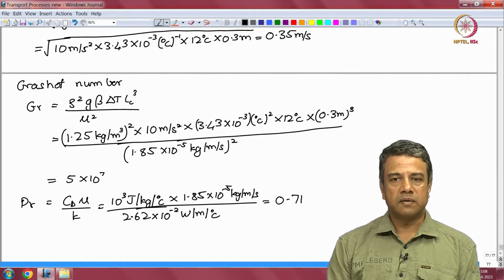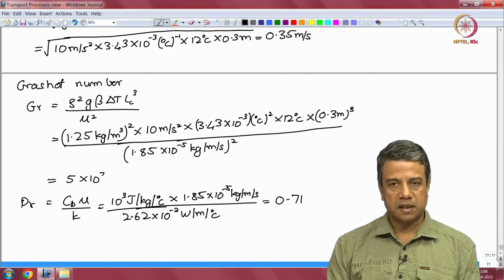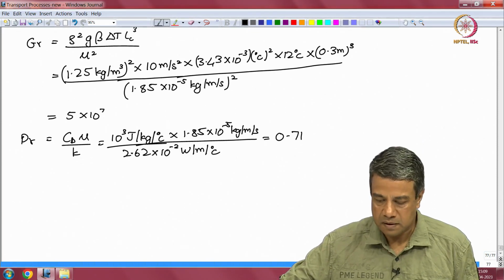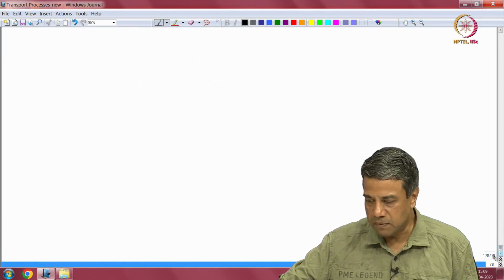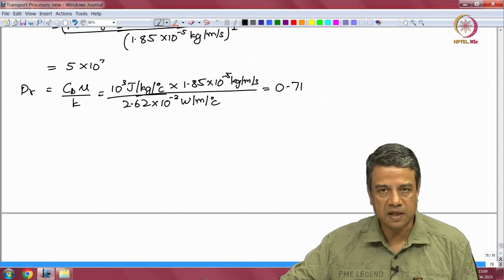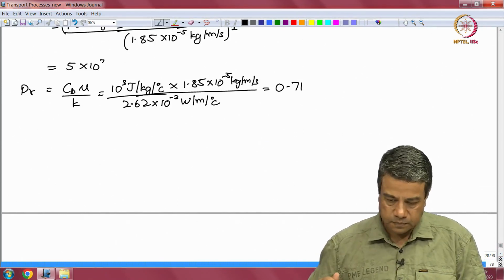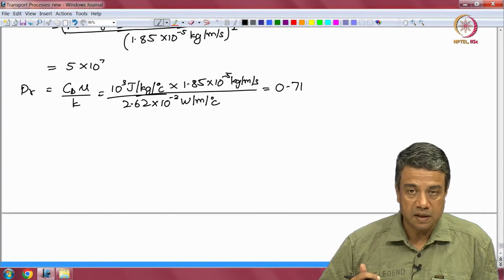So, typically for normal situations in air, the Grashof number is almost always a very large number. And therefore, this transport takes place basically at high Grashof number or high Reynolds number, natural convection. Even for modest temperature variations of about 10 degrees or so, the Grashof number is actually very large. What about transport in liquids?